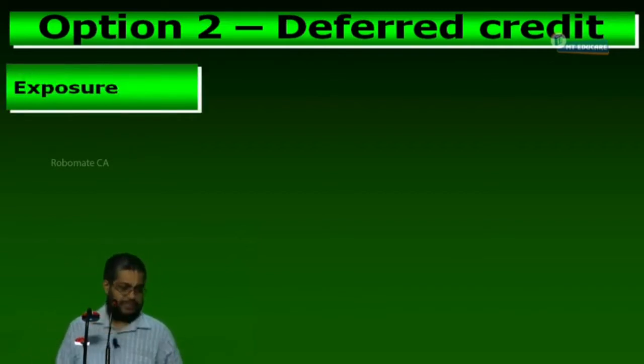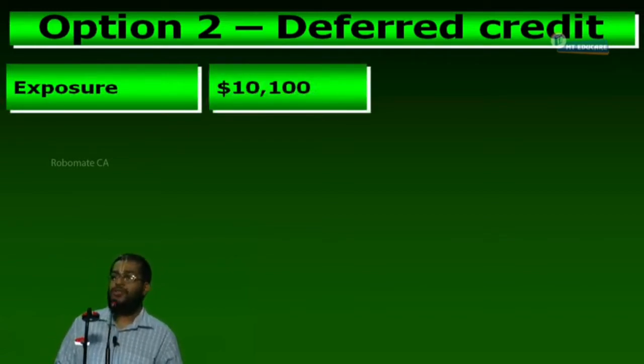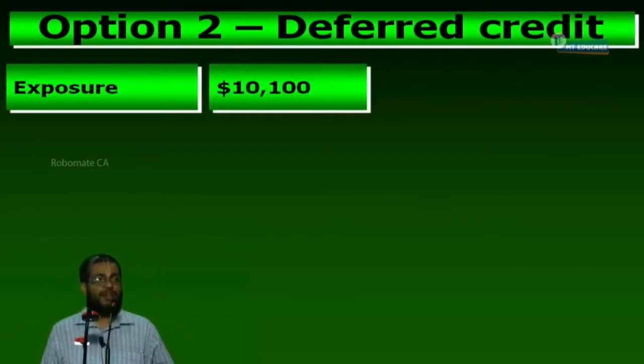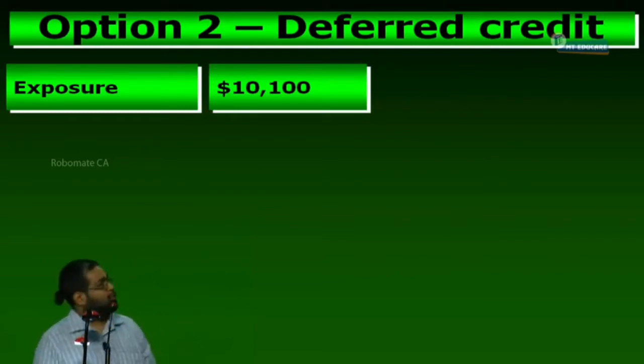Exposure: $10,100. Tell me how it is 10,100. If I pay today, it is $10,000. I pay after how many months? 6 months. The LIBOR rate is 2% per annum, so for 6 months here it is 1%. Don't do quarterly compounding, because the question never said that LIBOR should be compounded quarterly. Our Indian bank only asked for quarterly compounding for the 12%.